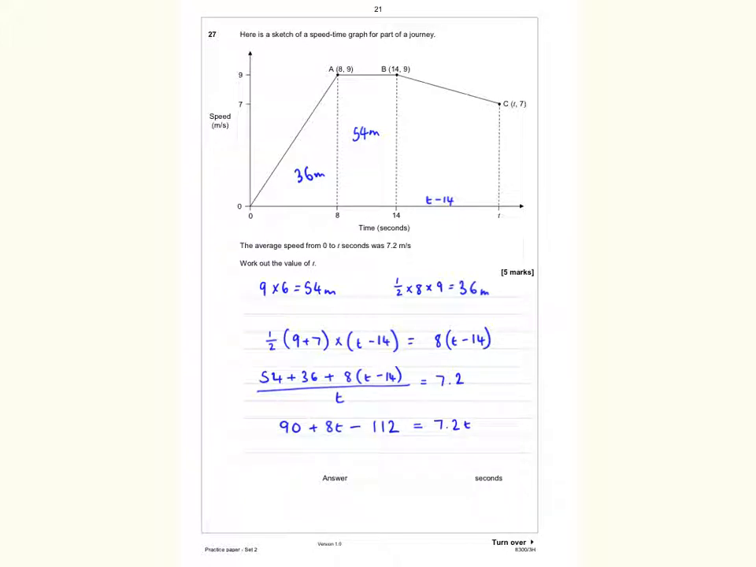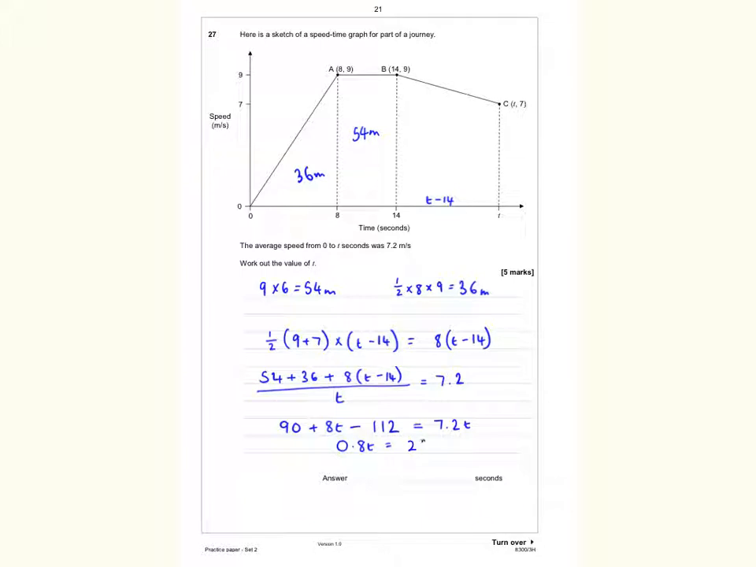Okay, now what I need to do is rearrange this so that the numbers go on that side and the t comes on this side. So I'm going to subtract 7.2t from both sides. That will leave me with 8t take away 7.2t is 0.8t. So 0.8t is equal to, I'm going to add 112, and then take away 90 from that. That's going to give me 22.